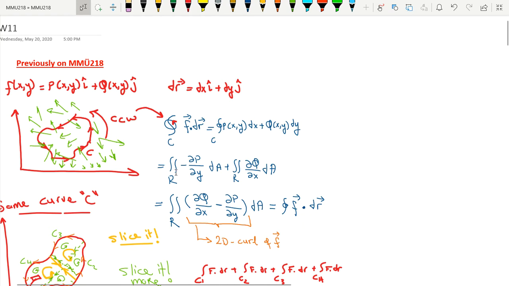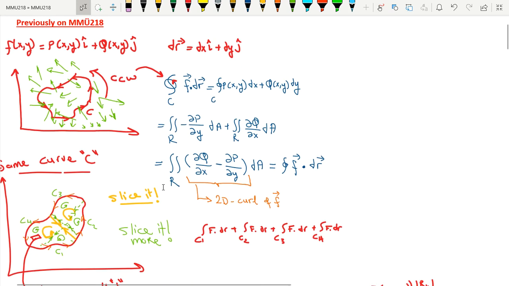On its own, curl and divergence don't mean anything because they are defined with respect to points. But we're not always dealing with points. We're dealing with whole bodies, volumes of stuff. Okay, so that's the important thing.